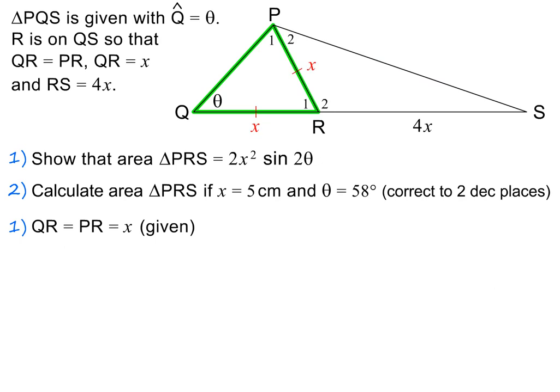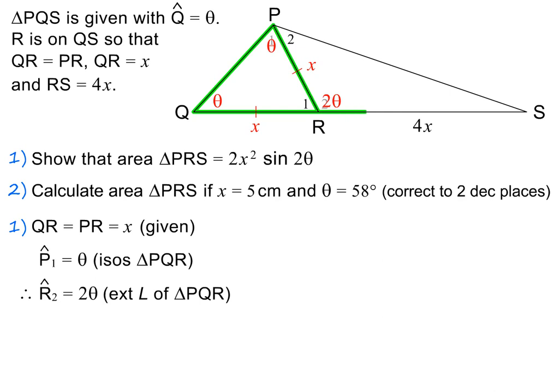We are given that QR is equal to PR, so both are equal to x. And because this is an isosceles triangle, we can state that angle P1 is equal to theta. We can therefore state that angle R2 is equal to 2 theta. Can you see why? Yes, because angle R2 is an exterior angle of triangle PQR.